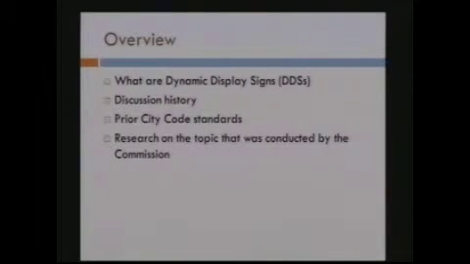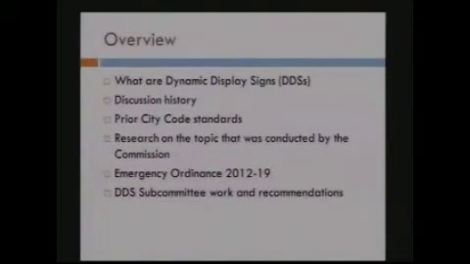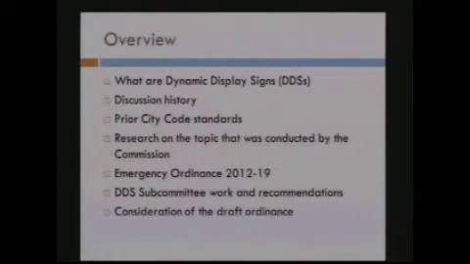Just to go over a bit of an overview of the presentation this evening, I'll be covering a little bit of discussion on what are dynamic display signs, as we have come to term them. We'll talk a little bit about the history of the discussion before the Council and the Planning and Zoning Commission. I'll touch on what would be the current city code standards as it relates to illuminated signs within the city prior to the emergency ordinance that the Council passed in September. We'll also discuss a little bit on the research conducted by staff and the Commission previously, some of the features or elements of Emergency Ordinance 2012-19 that was passed by the Council on September 4th, as well as the work of the Dynamic Display Subcommittee and recommendations, and then finally the consideration of the ordinance that's before you this evening.